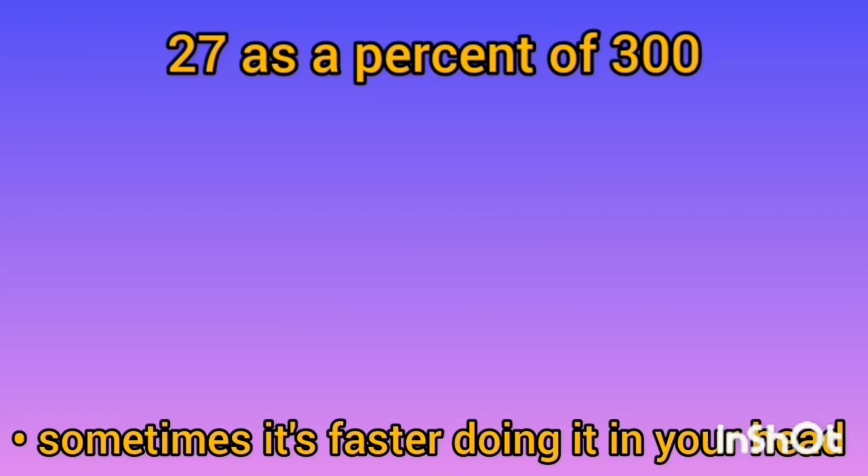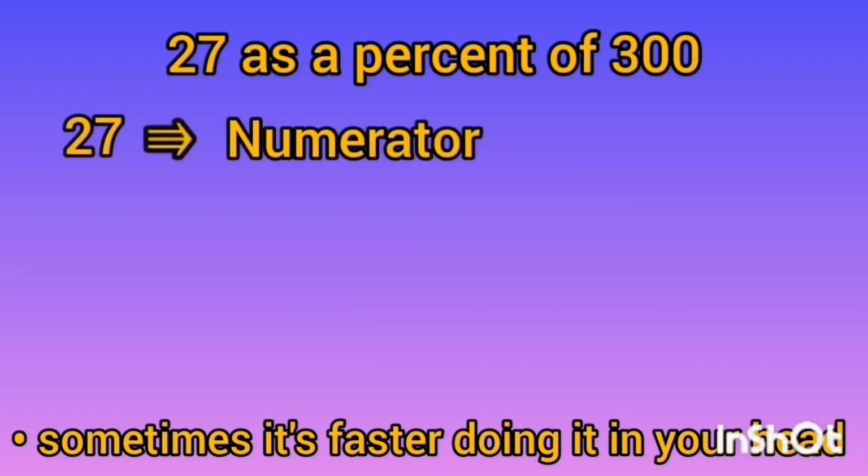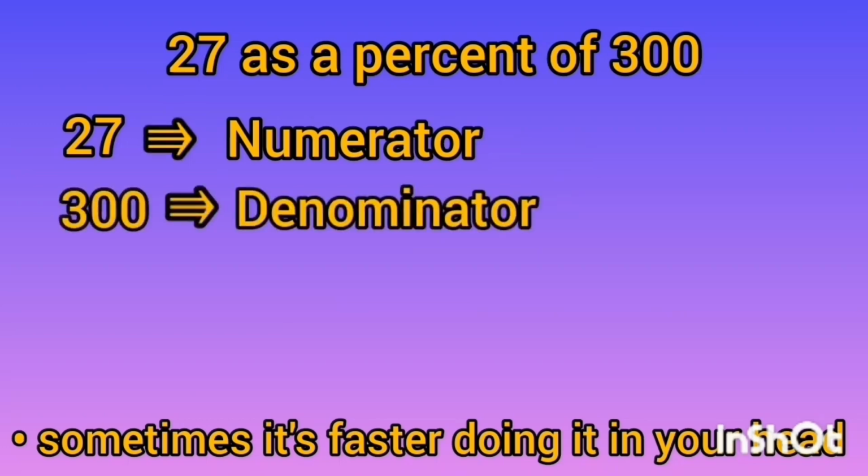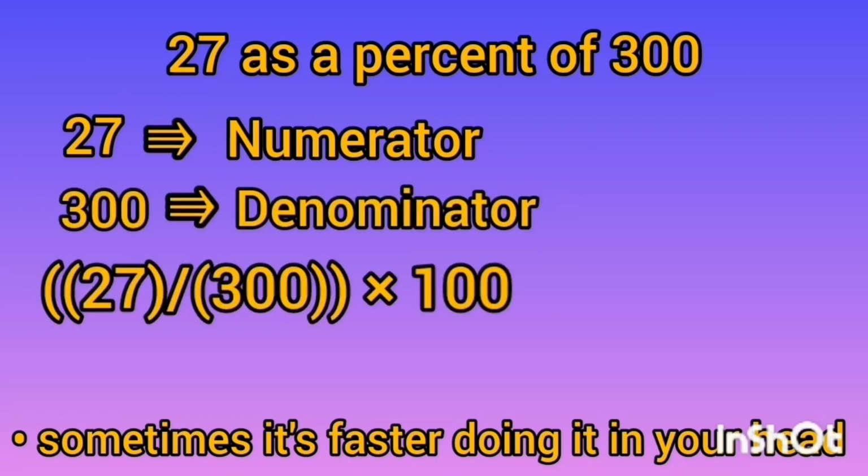Here what we do is that the first amount, which we are finding as a percent of another, becomes our numerator, and then the second amount becomes our denominator. So we have the first amount over the second amount, then we multiply all by 100. So here we have 27 over 300 by 100, which gives us 9%.